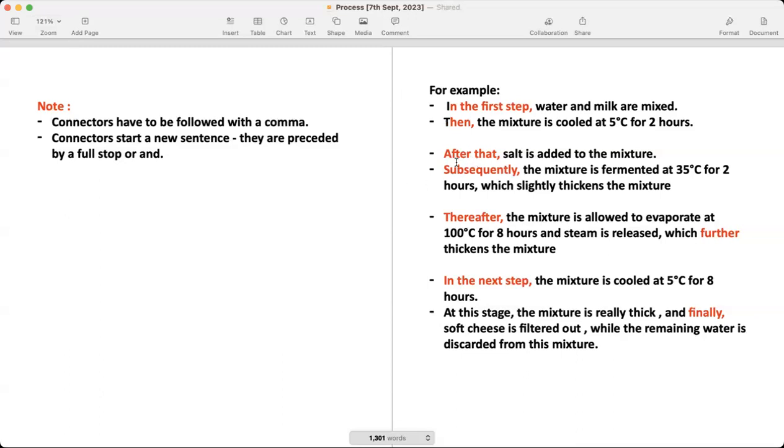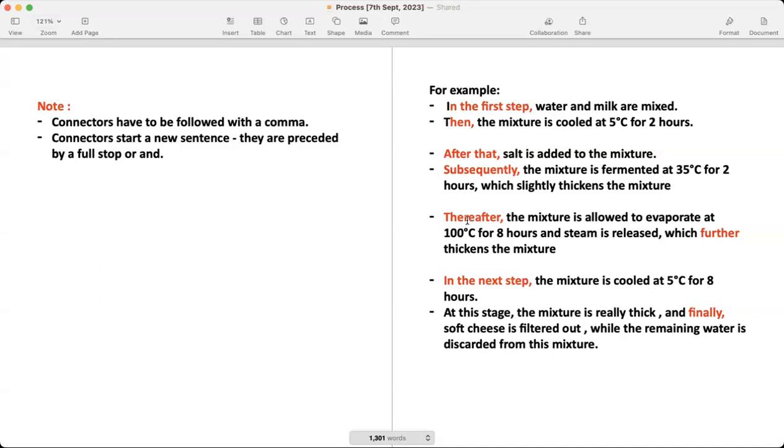Again, the next connector I've used is after that, salt is added to the mixture. Subsequently, the mixture is fermented at 35 degrees Celsius for 2 hours, which slightly thickens the mixture. This part you missed in the graph. I'll cover this later, thickening of the mixture. Thereafter, the mixture is allowed to evaporate at 100 degrees Celsius for 8 hours and steam is released, which further thickens the mixture. In the next step, the mixture is cooled at 5 degrees Celsius for 8 hours.